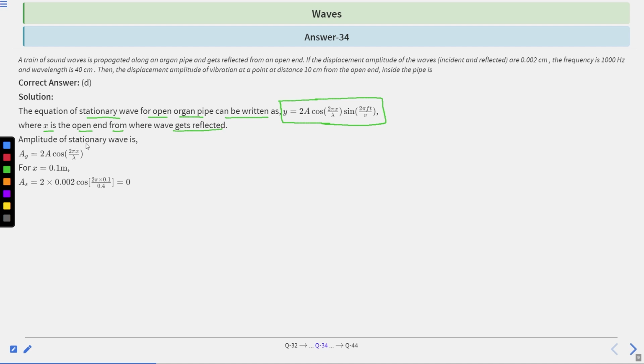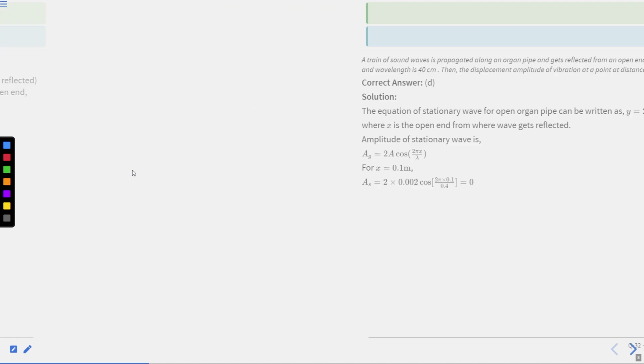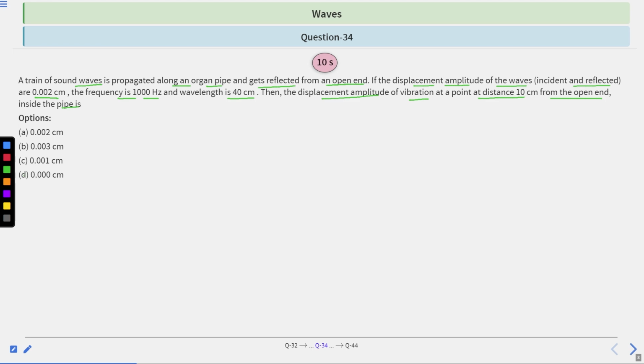And the amplitude of the stationary wave is Ag equals 2a cos(2πx/λ). So for x equal to 0.1 meter, as given in the question, Ag equals 2 multiplied by 0.002 cos(2π multiplied by 0.1 divided by 0.4). After calculating this term, you will get Ag equal to 0. Clear? So option D is correct.